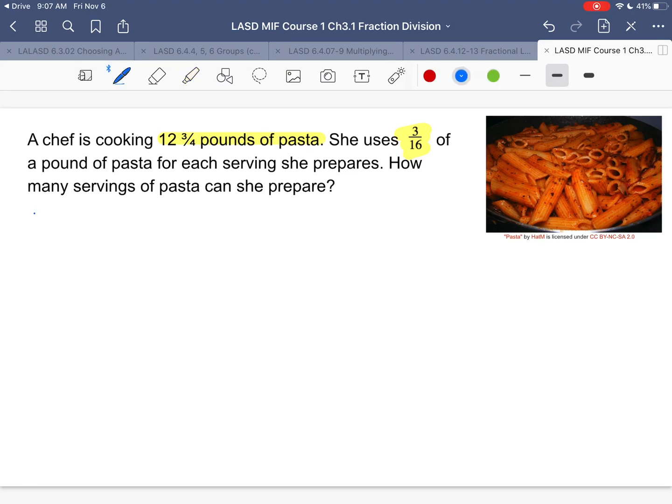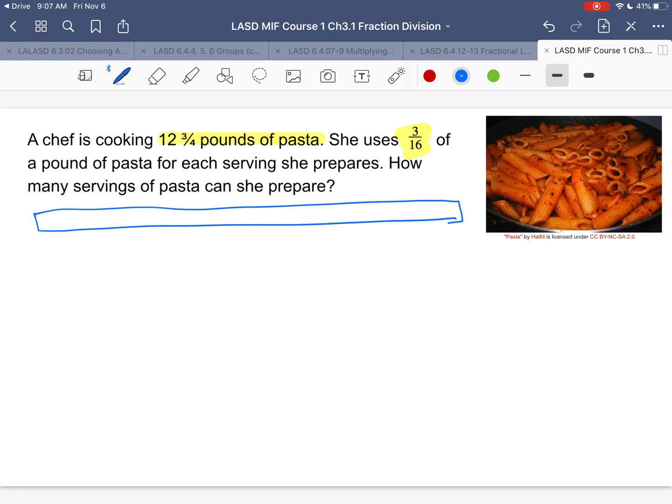And I can draw a quick model to represent the problem, where here's my 12 3/4 pounds of pasta, and I have all of these little pieces, the 3/16. Each one of these is 3/16 of a pound, and each of those is one serving. To solve it, I'm going to set it up as dividing 12 3/4 by 3/16.